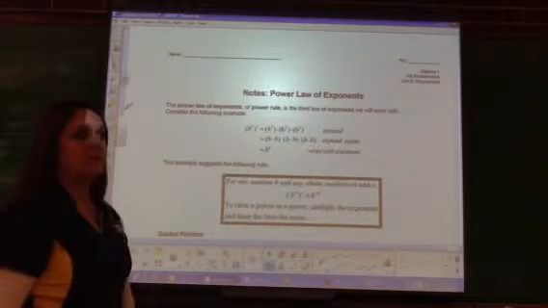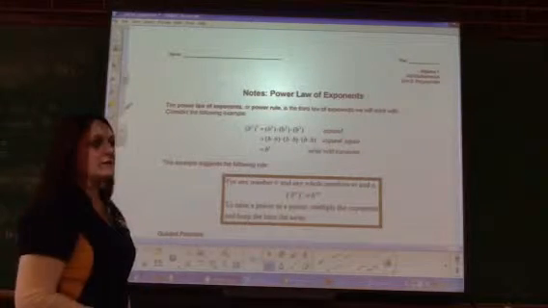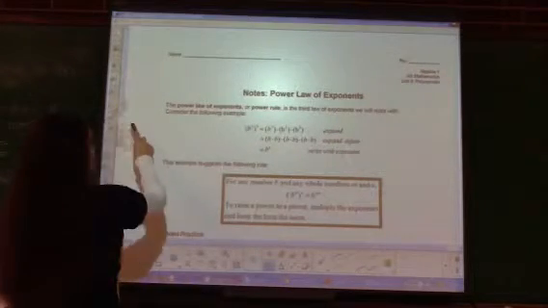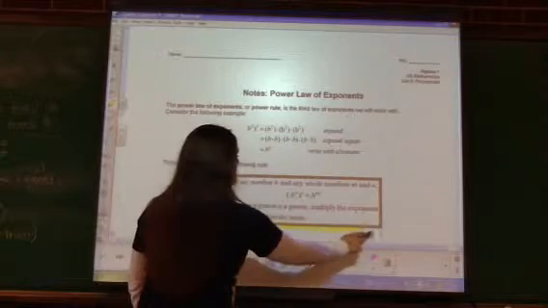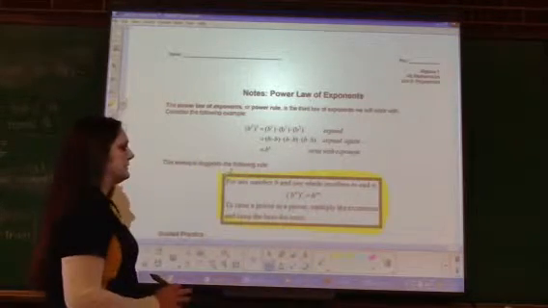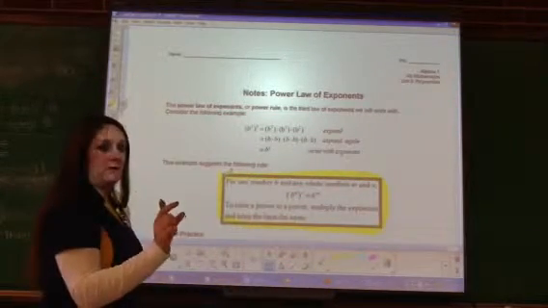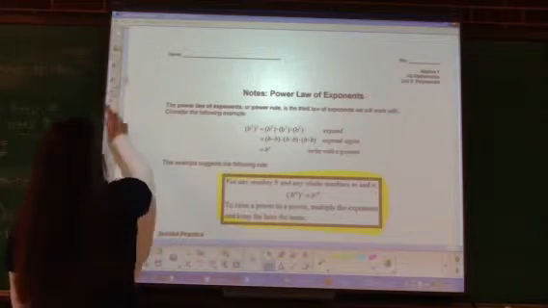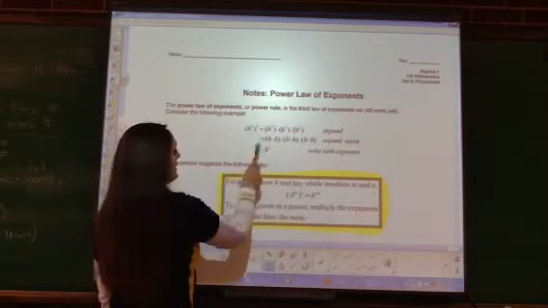Here we're going to talk about the power law of exponents, and then we're also going to talk about negative exponents. First of all, this one tells us that we can keep the same base. You can multiply any exponents that are powers together as a rule to get our answer. Look at what this means.